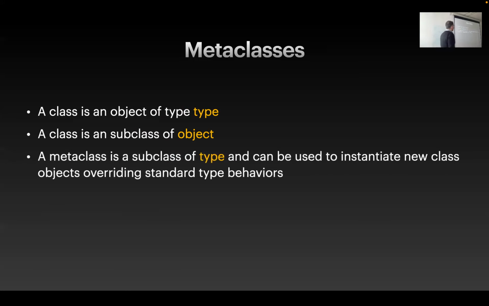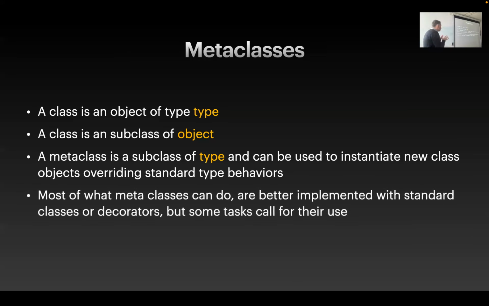Sorry, this is actually correct. A class is a subclass of object. Object is the main class in Python. So what is a metaclass? A metaclass is a subclass of type. You're subclassing type so that you can inherit the ability to create new classes, but you can intercept its behavior.